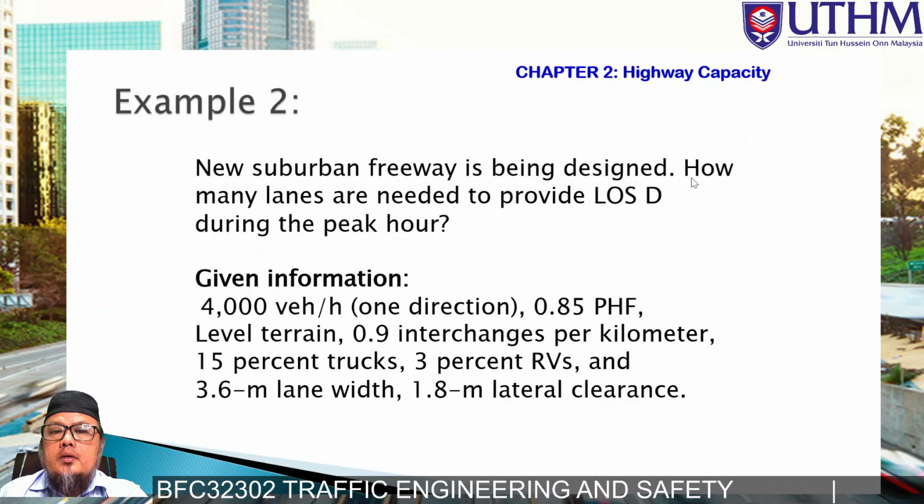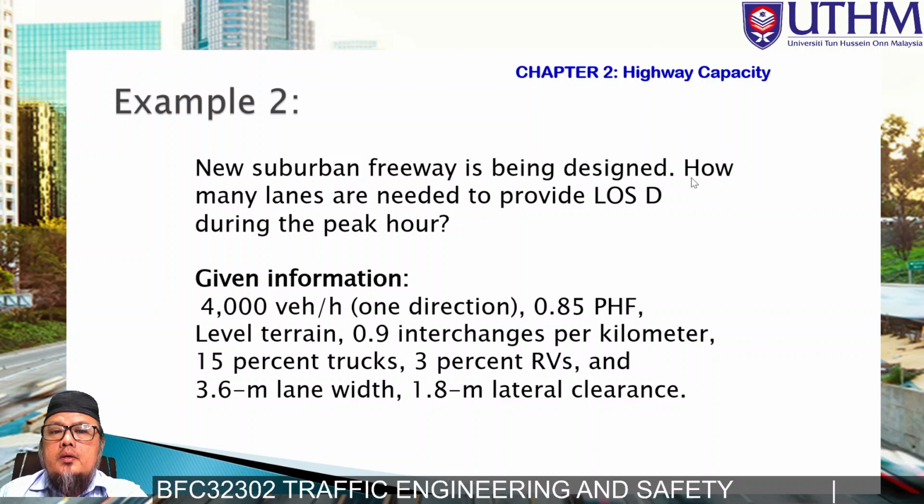to achieve level of service D. So they put the level of service itself, the target level of service is there. So they give information for 1,000 vehicles per direction, 0.85 peak hour factor, level terrain, interchange 0.9 per kilometer, 15% truck and 3% for RV, and 3.6 lane width, and 1.8 for lateral clearance.